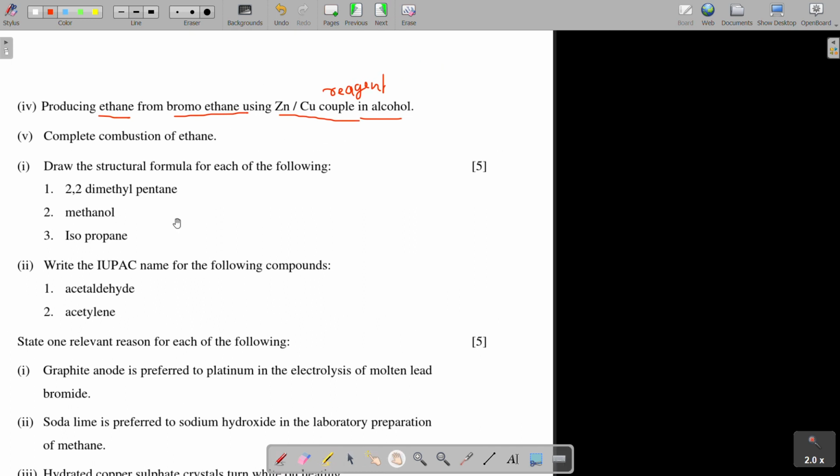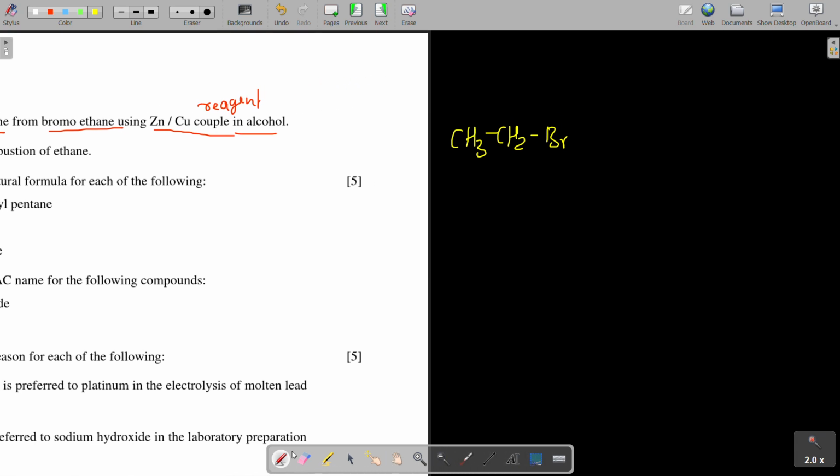Okay, let's write that. Bromoethane, CH3CH2Br. And what is the product? Ethane, which is CH3CH3. It's also called C2H6. So this is just a structure. Now, conditions: zinc copper couple in alcohol.